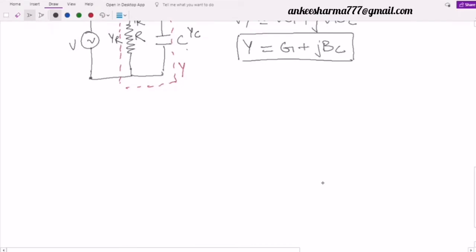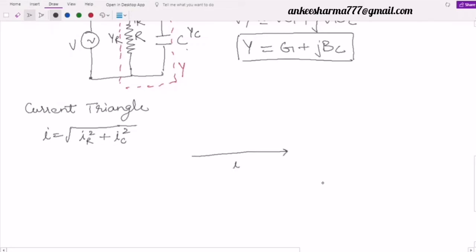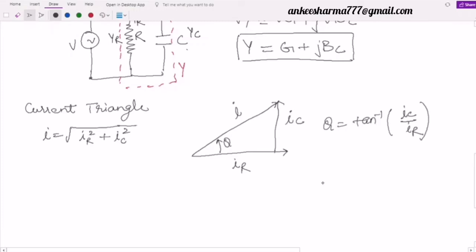So if I draw this current triangle, I can write that I is equal to under root of IR square plus IC square. And if I draw this, I will take IR as my reference. The reason is that in the resistance we have no phase difference between voltage and current, so this is my IR. The IC will be phase shifted by 90 degrees, so this will be plus 90 degrees. That's why I have drawn it on the positive side, and the resultant of this is I, and this is my theta. Now you can see this theta automatically comes in the anti-clockwise direction, or the positive direction. So theta is equal to tangent inverse of IC by IR, the same formula, and it is on the positive side, so I will not use minus here.